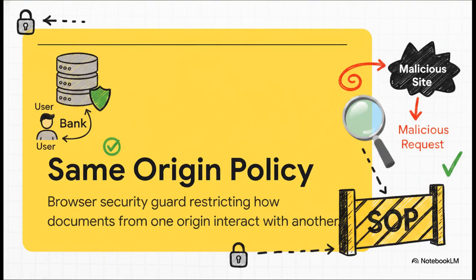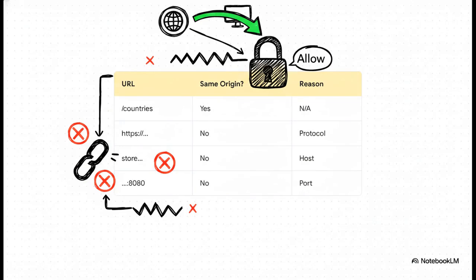Now, browsers aren't totally defenseless here. They have a built-in security guard called the Same Origin Policy, or SOP. The crucial point to remember is that while the browser will blindly send that malicious request to the bank, the SOP restricts the malicious site from actually reading the bank's response. The SOP is there specifically to protect innocent websites from malicious sites that are attempting to exploit the user. It basically ensures that documents from one origin can't just freely reach over and pull sensitive data from a totally different origin. So what actually makes up an origin?